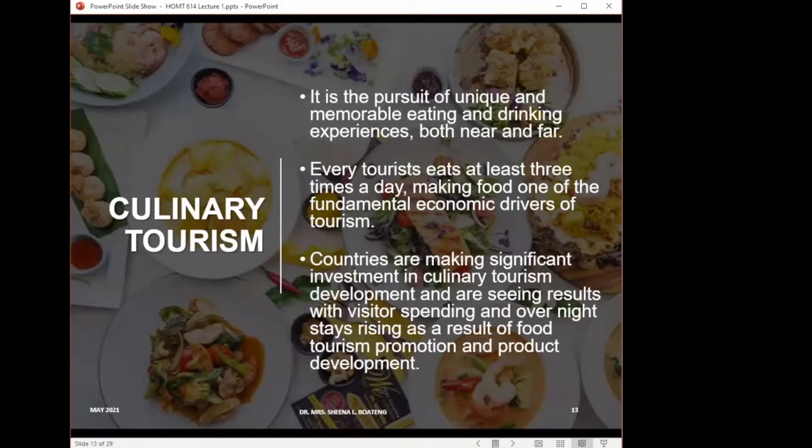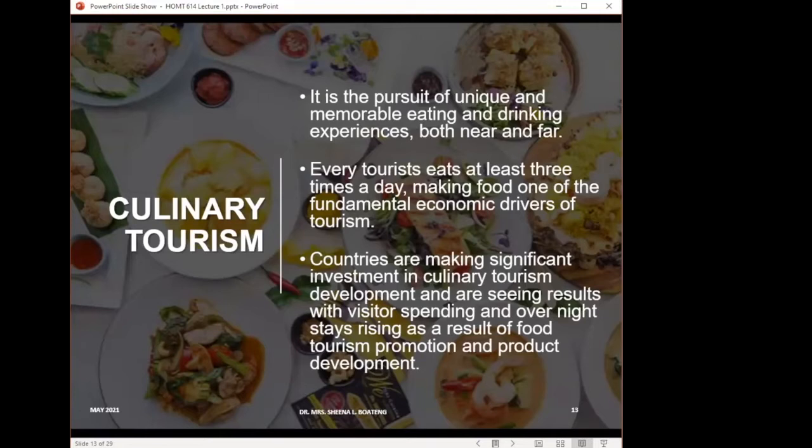So next we have culinary tourism. This is the pursuit of unique and memorable eating and drinking experiences, both near and far. Right? So there are the people in Accra who always travel to Ebri over the weekend in the eastern region just to eat fufu and akrantie.